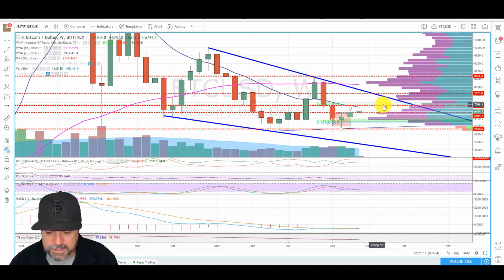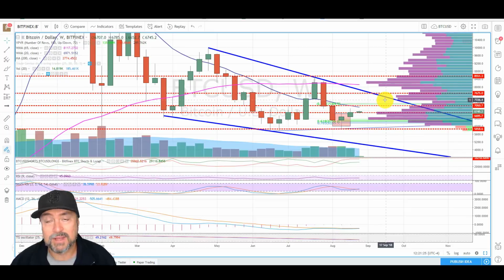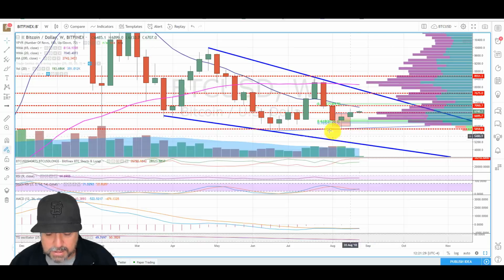Now, obviously we're in a volume node here, and with that volume node, we also have a volume void. So we're pressing up into this area where a volume void is going to possibly give us a pretty quick move up to 73.36. Now on the weekly, what we're looking for ideally would be a close above last week's close. Last week's close was 67.07. So as we head into Sunday, I'd like to see this bar close higher than that.